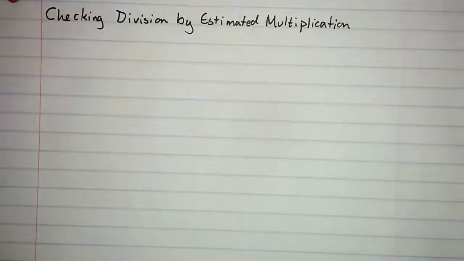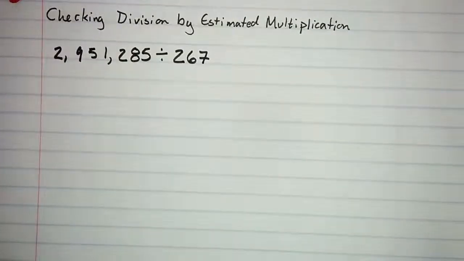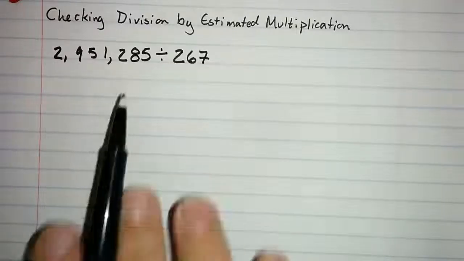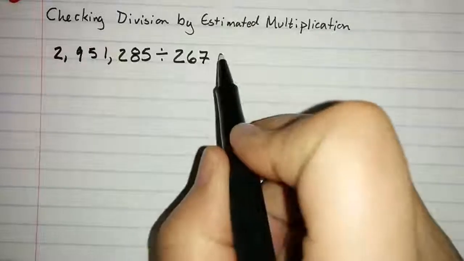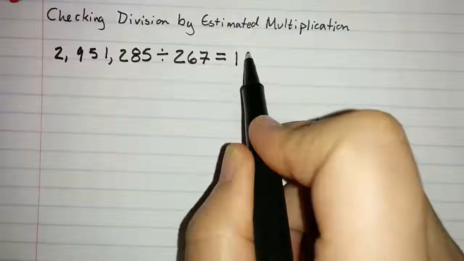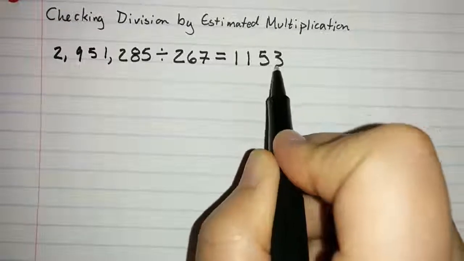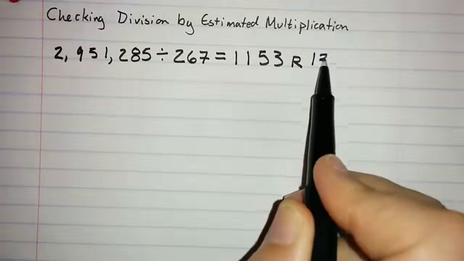All right, suppose that we've just done some extremely long division. We've just done, for example, 2,951,285 divided by 267. And we've gotten 1,153 and a remainder of 134.